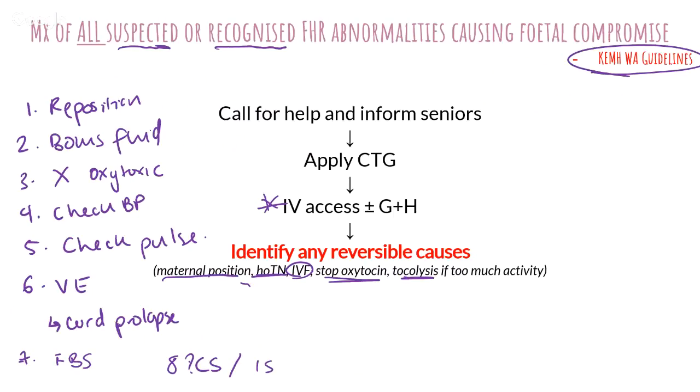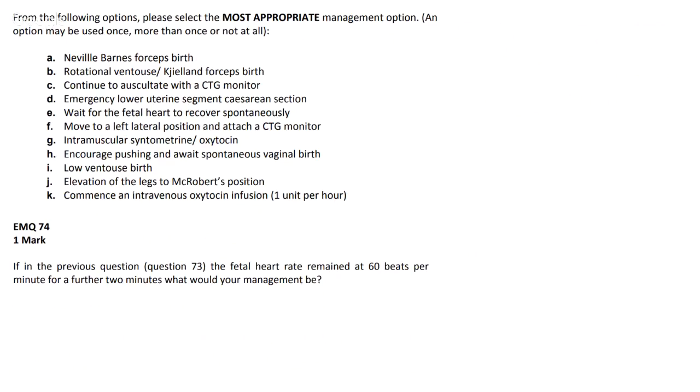So the answer to this question is change the mom's position. That's the first thing that you should do. It's a very easy reversible cause that you can identify. All right. So going on from the previous question, fetal heart rate remained at 60 beats per minute for a further 2 minutes. What would your management be?